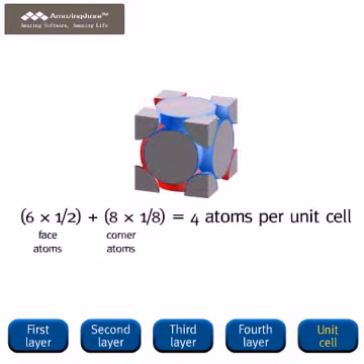In a face-centered cubic unit cell, there are 6 of the 1/2 face pieces, plus 8 of the 1/8 corner pieces. The number of atoms in one face-centered cubic unit cell is 6 times 1/2 for the face atoms, plus 8 times 1/8 for the corner atoms, which equals 4 atoms per unit cell.